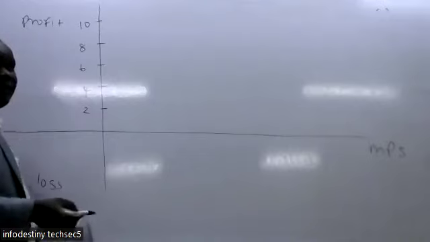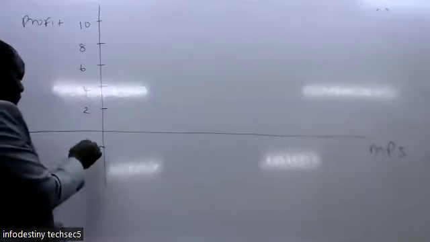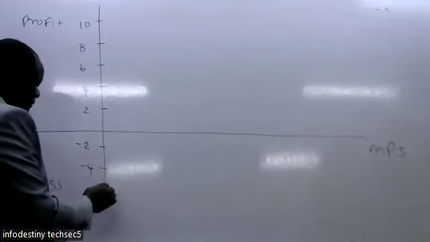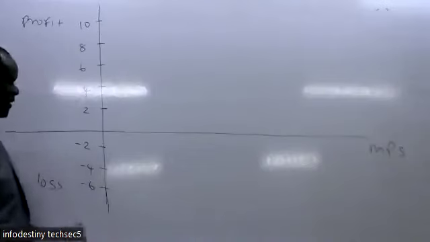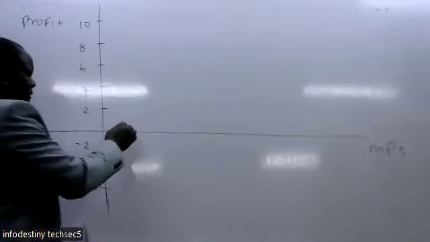Negative. It's -5. So you can also have there -2, also -4, also -6. So we create our scale layout. Then the prices, we can also create a similar scale.